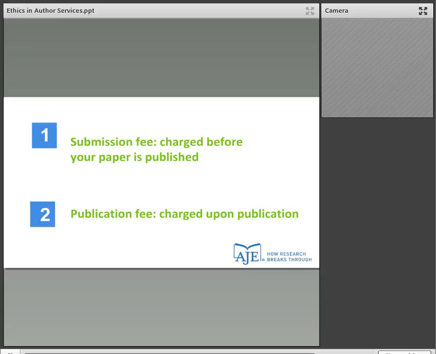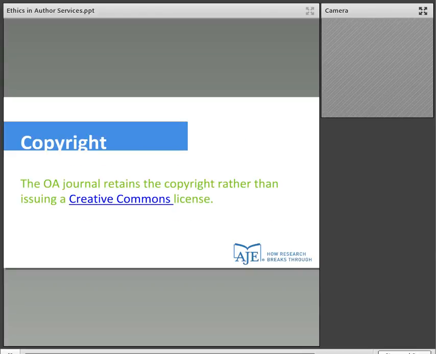So first of all, if the journal asks for a submission fee or a handling fee instead of a publication fee, basically, a submission fee is charged before your paper's published, and a publication fee is charged after. Now, not every journal that charges a submission fee is predatory, but if a journal charges one, please look it up. Search it online to see what others have to say about it and find out whether it's reputable.